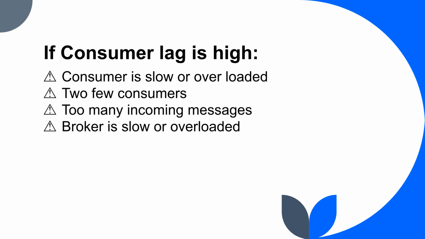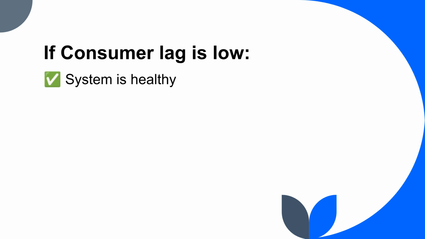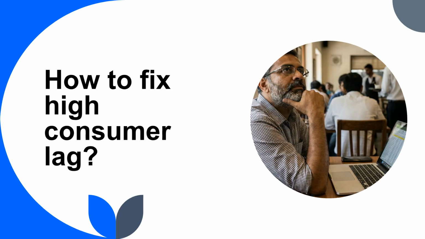If consumer lag is high, it indicates that the consumer or broker is slow or overloaded, or that there are too few consumers or too many incoming messages. Conversely, if consumer lag is low, it suggests that the system is healthy and processing messages efficiently. So how can we fix high consumer lag?